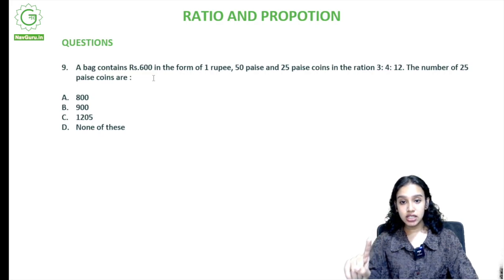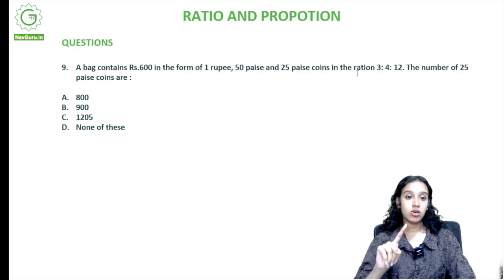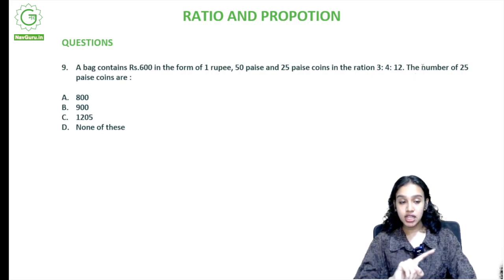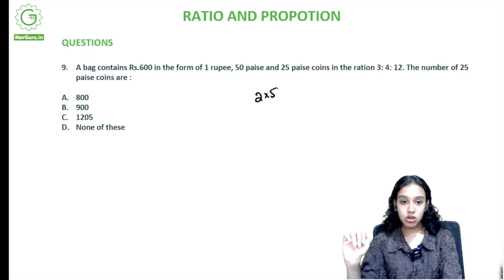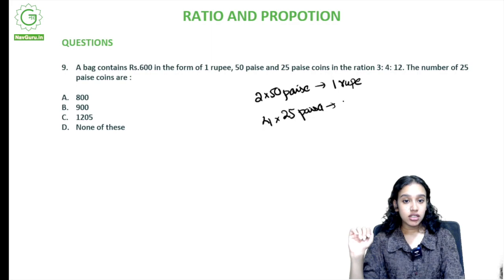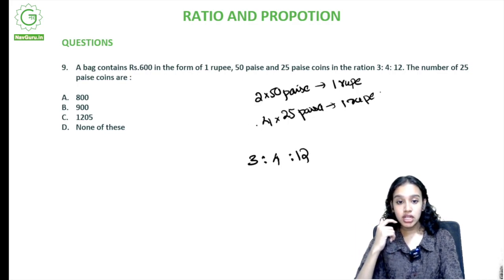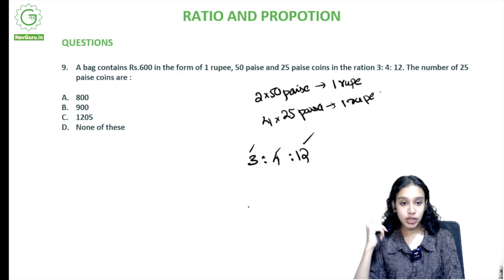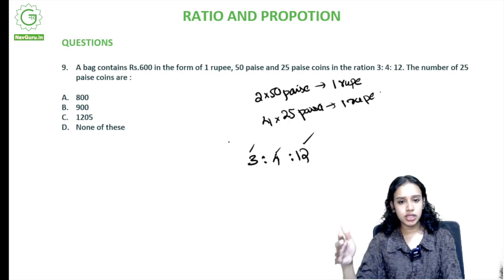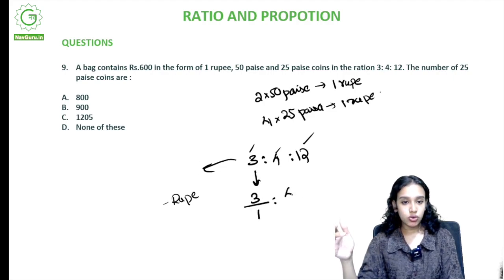A bag contains rupees 600 in the form of 1 rupee, 50 paise and 25 paise coins in the ratio 3:4:12. Now we have to find the number of 25 paise coins. Here the thing we have to keep in mind is that 2 50 paise coins gives us 1 rupee, right? And 4 25 paise coins gives us 1 rupee. So this ratio is basically in the form of 1 rupee, 50 paise, and 25 paise. So when we convert it into rupees, we convert this fraction into the form of 1 rupee, right? So this is 3 by 1 is to 4 by 2 is to 12 by 4.